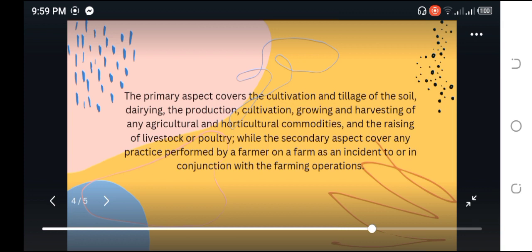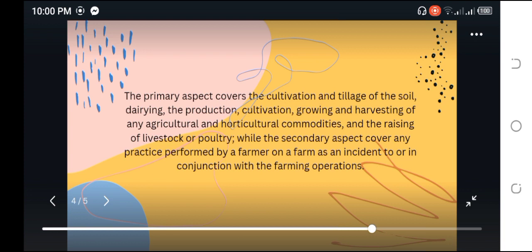The primary aspects cover the cultivation and tillage of the soil, the production, cultivation, growing, and harvesting of any agricultural and horticultural commodities, and the raising of livestock or poultry, while the secondary aspects cover any practice performed by a farmer on a farm as an incident to or in conjunction with the farming operations.